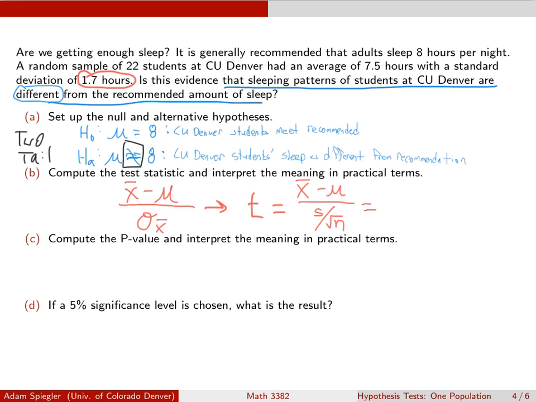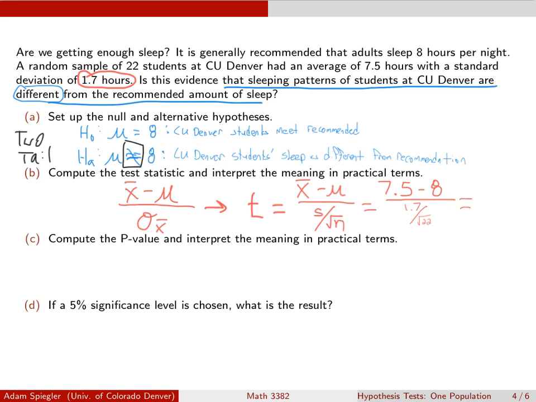But now we've got our mean from our sample was 7.5. The claim was that it should be 8. And our standard deviation from our sample was 1.7. And here we have a total sample size of 22 students. And we might have some reservations about actually using a t-distribution with this small of a sample. And so one thing that should have been given in this problem would be that we can assume that this is being pulled from a population where the distribution of sleep times is approximately symmetric. And if that's true, then this will approximately follow the t-distribution.